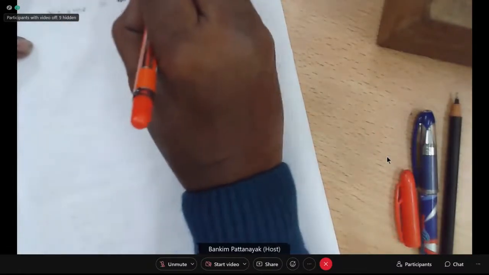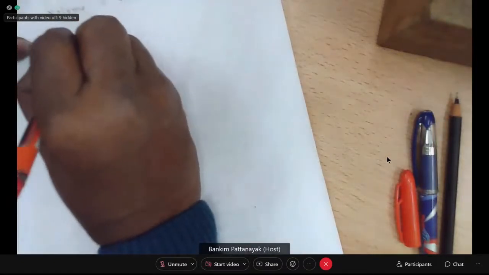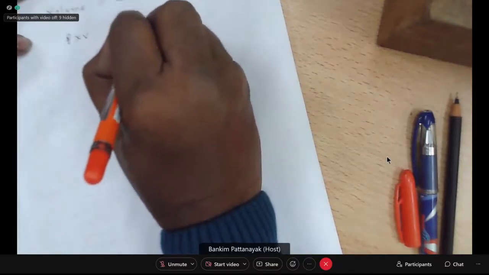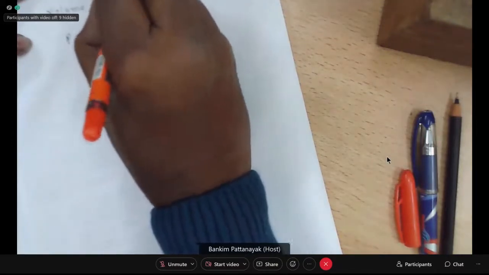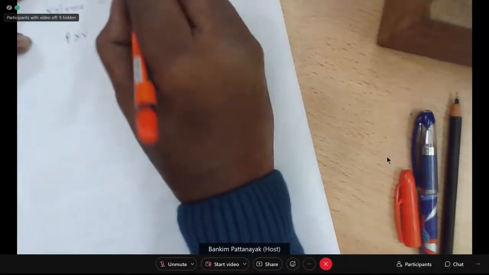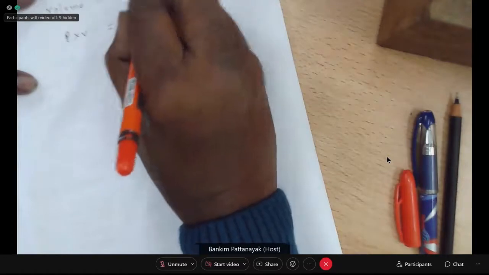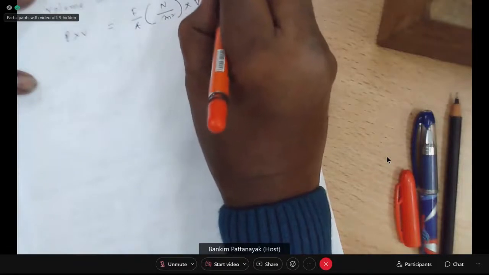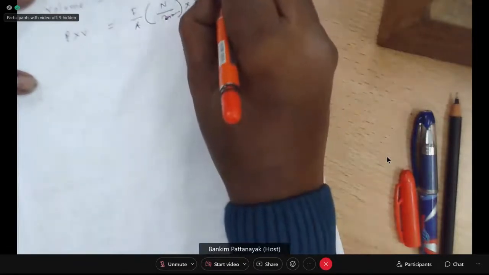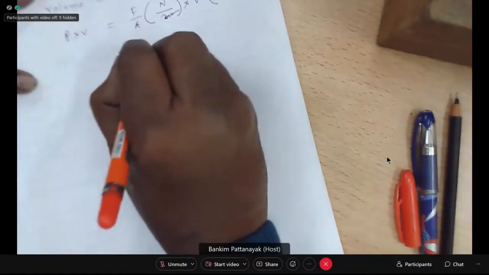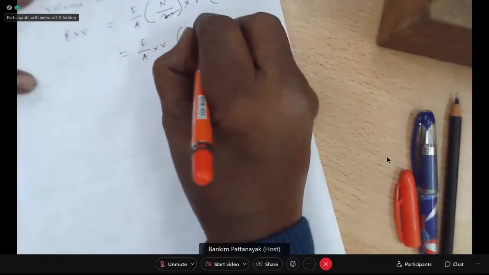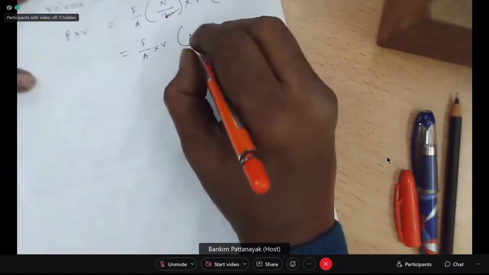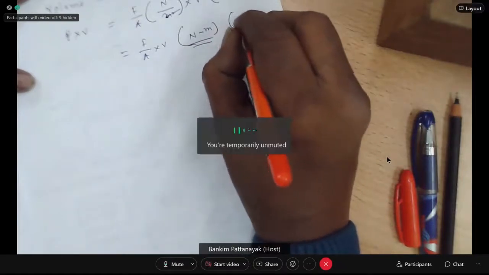Actually, L cube, which is meter cube. So P into V actually becomes F by A, which is Newton per meter square, into volume V, which is meter cube. So finally, F by A into V is Newton meter. 1 Newton meter is nothing but force into distance. So this is 1 joule.